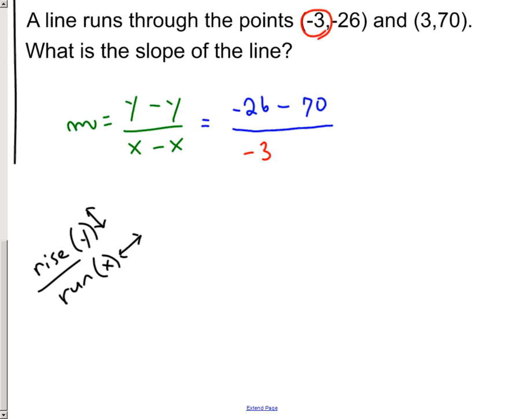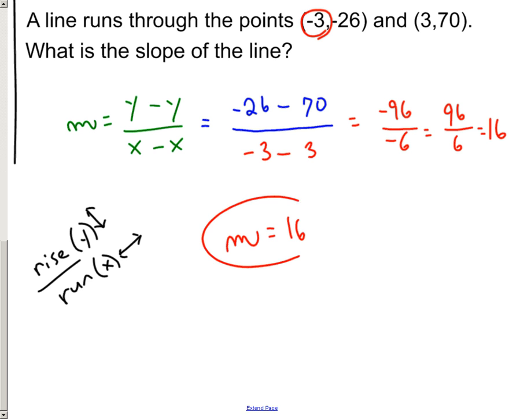Let's put in our minus sign. And now let's put in the other x value, which is, in this case, positive 3. You should be able to get negative 96 over negative 6 with no problem. We also know that anytime we get two negative signs on a fraction or a ratio, it just makes it positive. And 96 divided by 6 is 16. So m is 16. The slope of this line is 16.